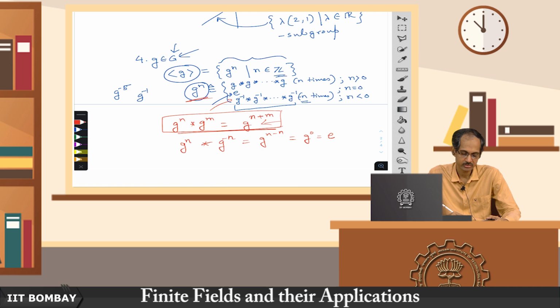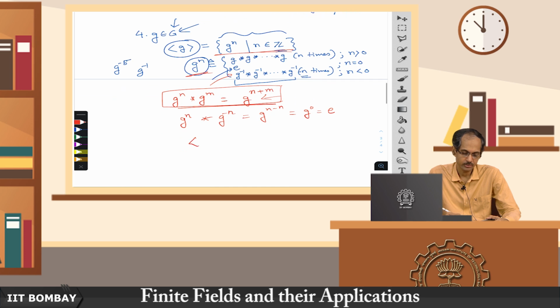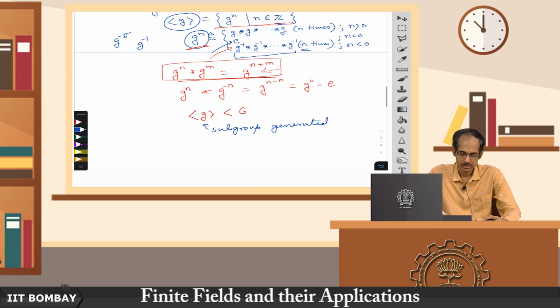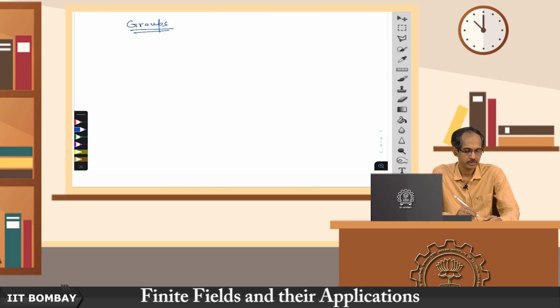Of course, this needs to be proved using the definition. Now, so this forms a group, this is a subgroup. This is called the subgroup generated by G, and we will give a more general definition of a subgroup generated by any subset of elements. Okay. So, we will continue our discussion on groups.